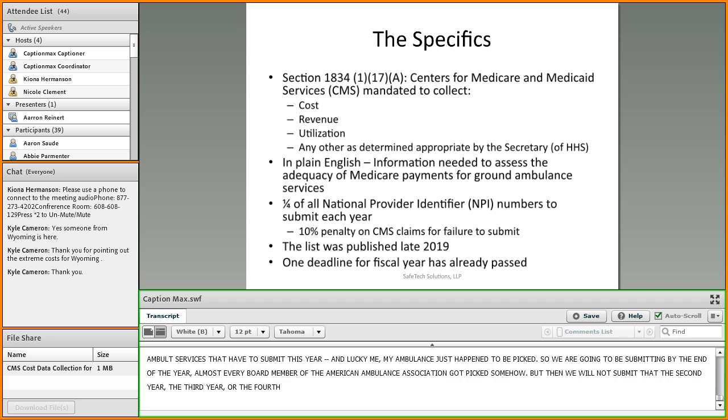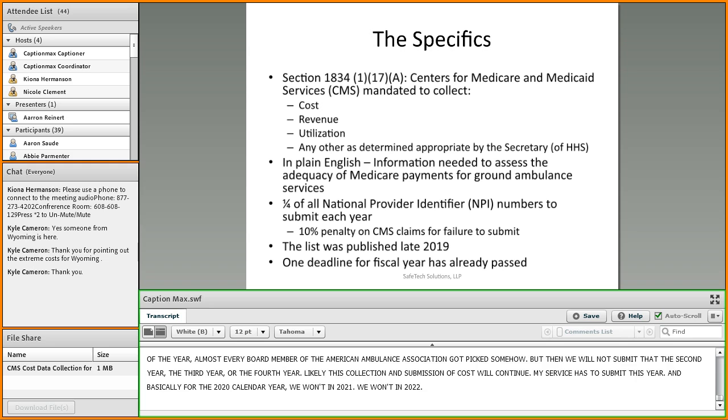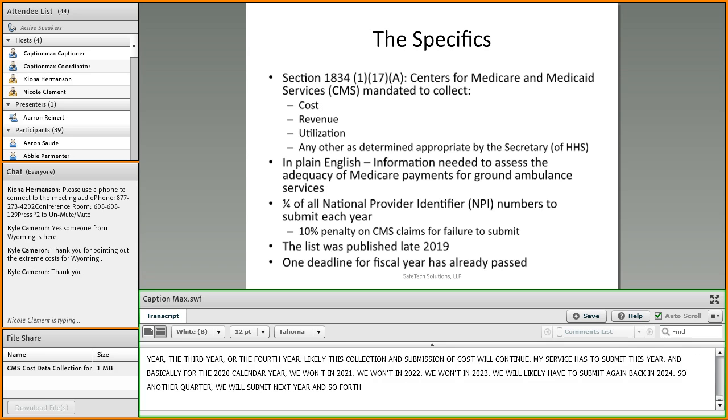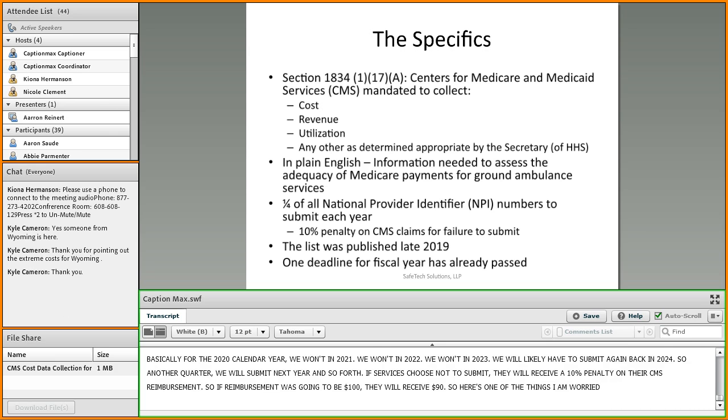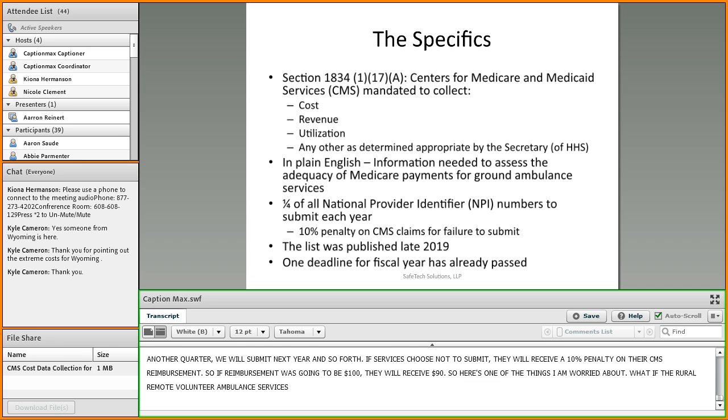How will this work? Of all of the ambulance services in the nation, one quarter of them will submit their data every year for the next 4 years. So ambulance services have to submit this year, and lucky me, my ambulance just happened to be picked, so we're going to be submitting by the end of the year. Almost every board member of the American Ambulance Association got picked somehow. But then we will not submit the second year, the third year, or the fourth year. Likely this collection and submission of costs will continue. So if my service has to submit this year, basically for the 2020 calendar year, we won't in 2021, we won't in 2022, we won't in 2023, we'll likely have to submit again back in 2024. So another quarter will submit next year, and so on and so forth.